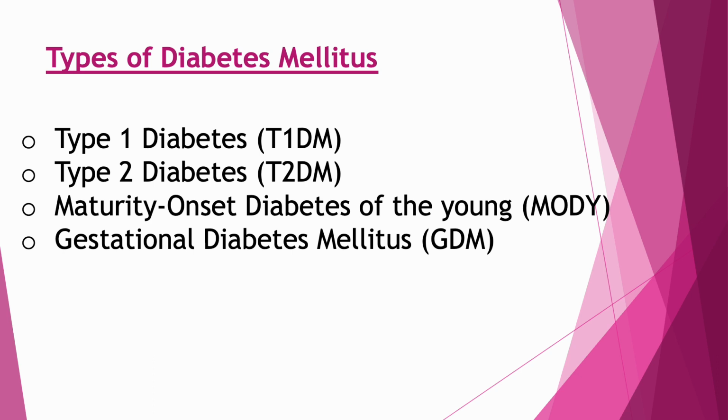Maturity onset diabetes of the young. This is a mutation in the gene that results in the loss of insulin function. We're not going to go too much into that one. And lastly, gestational diabetes mellitus. So this is during pregnancy, usually in the third trimester. And you'll learn more about this in OB.